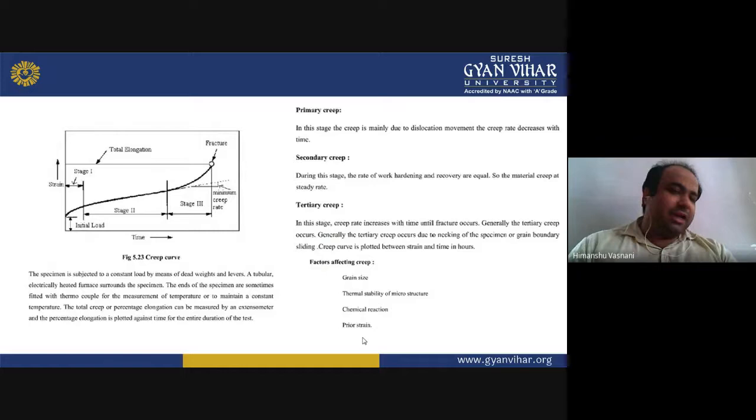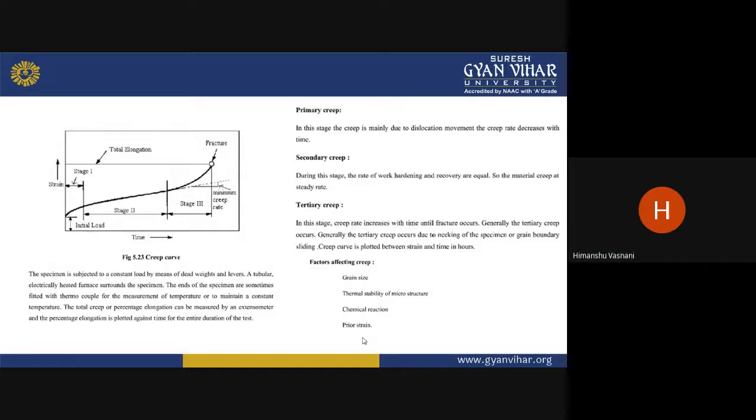Now the hint is, what happens? The specimen is subjected to a constant load by means of dead weights and levers. What is it?